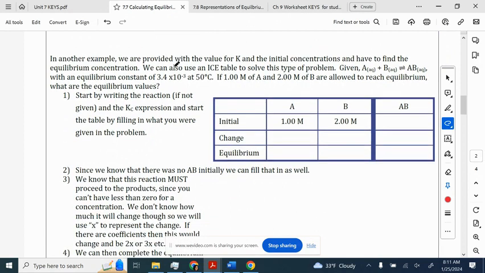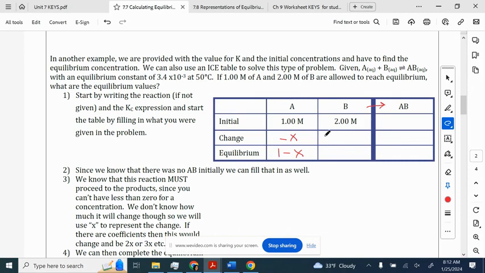We plugged and chugged. Now we're going to do another one. Okay. So here we're starting out. We are provided the value of K, and we have to find the equilibrium concentration. We can also use ICE tables to solve this. They gave us our equation here. So this equation's already balanced. Okay, if you need to put an arrow in there to help you out, go ahead. Okay, we have 1 molar here, 1 molar here. They're reaching equilibrium. So when we go through this equation, this is going to be 1 minus x for equilibrium.